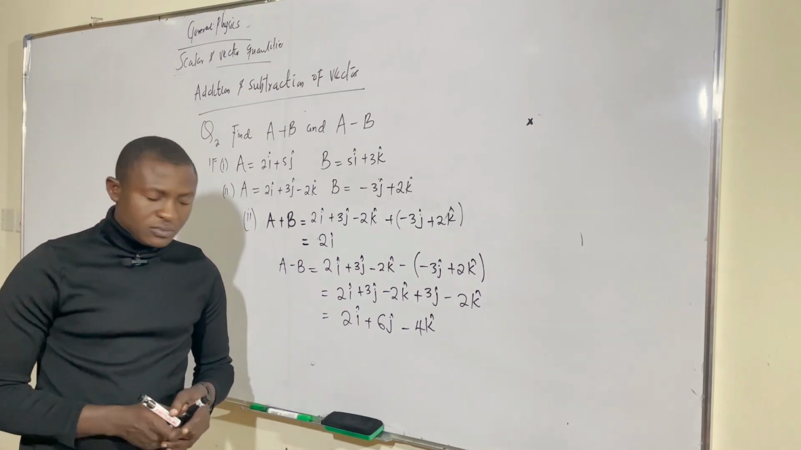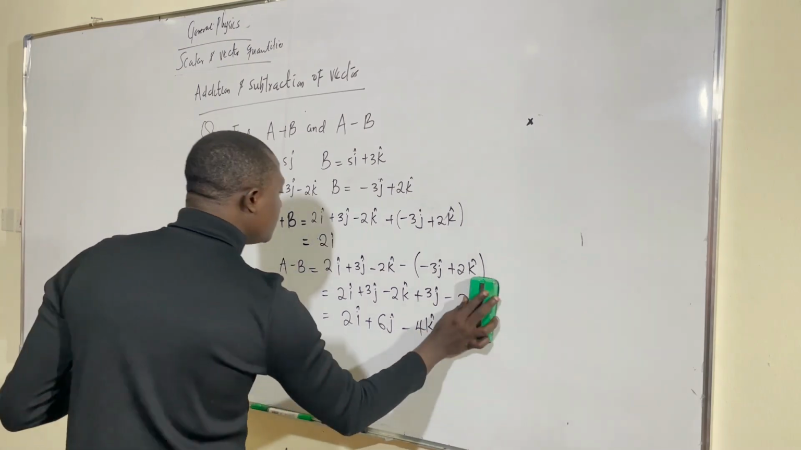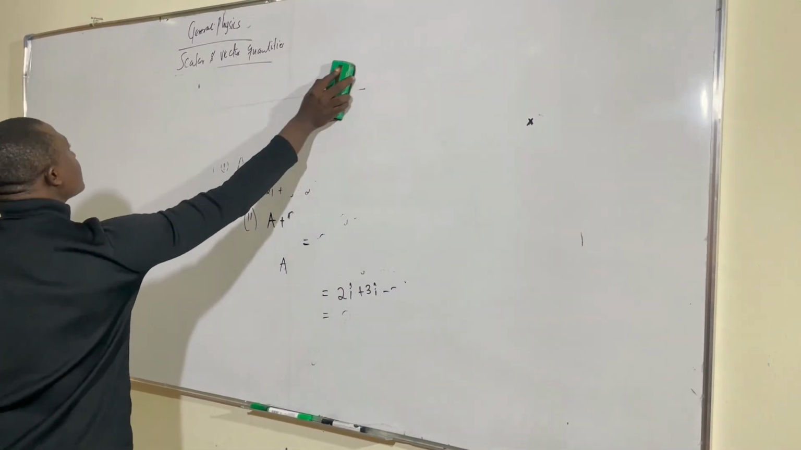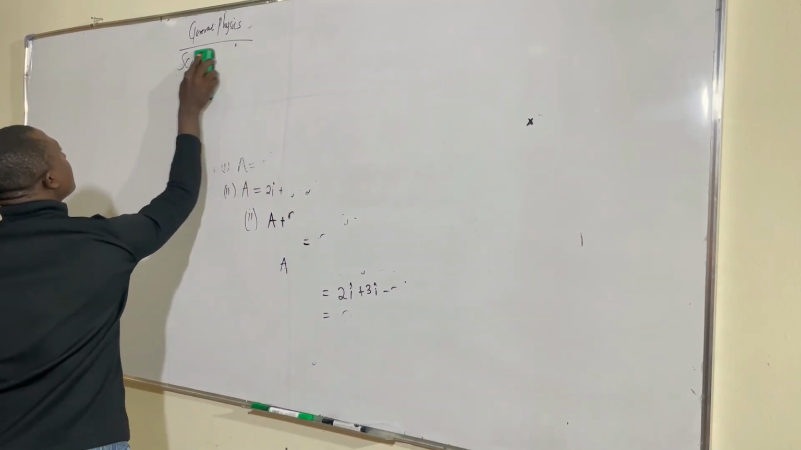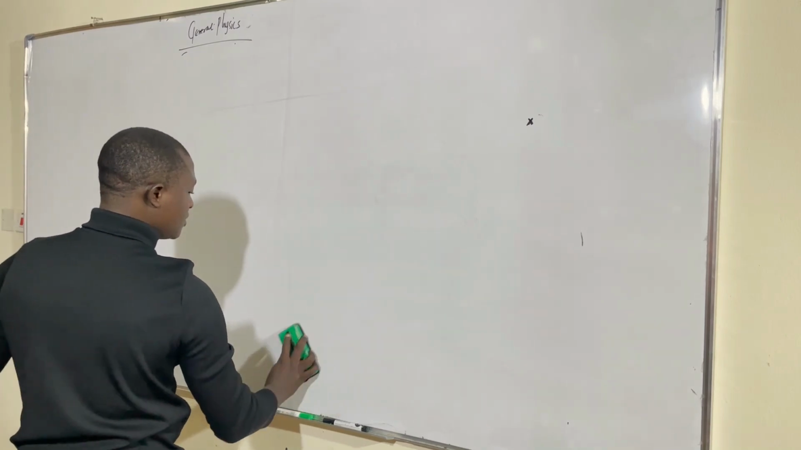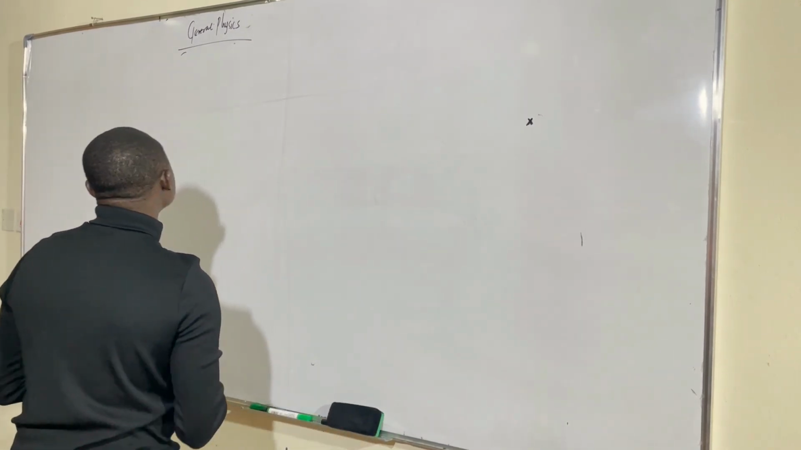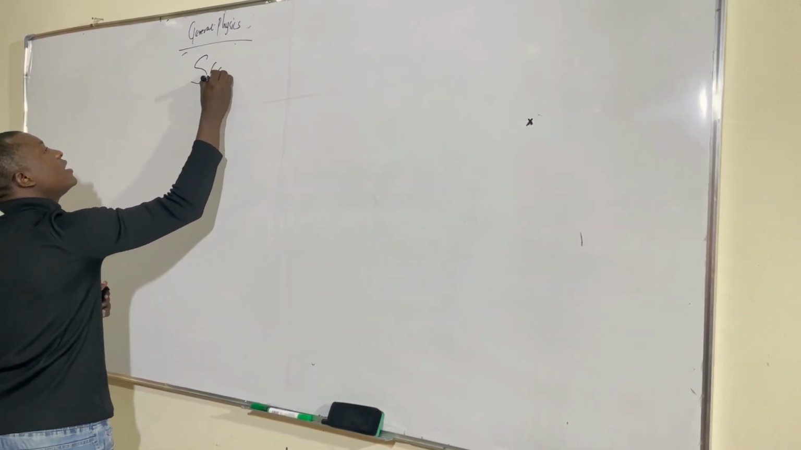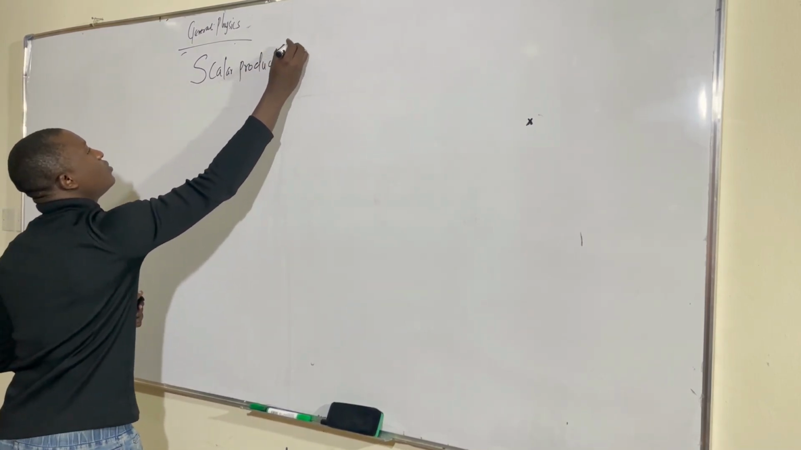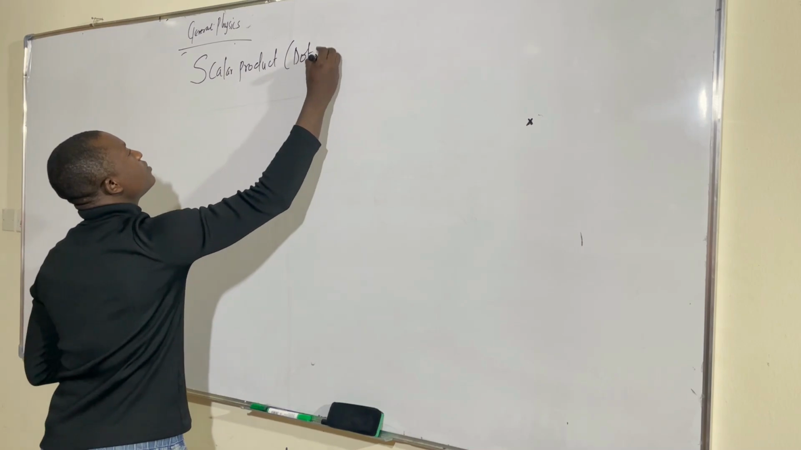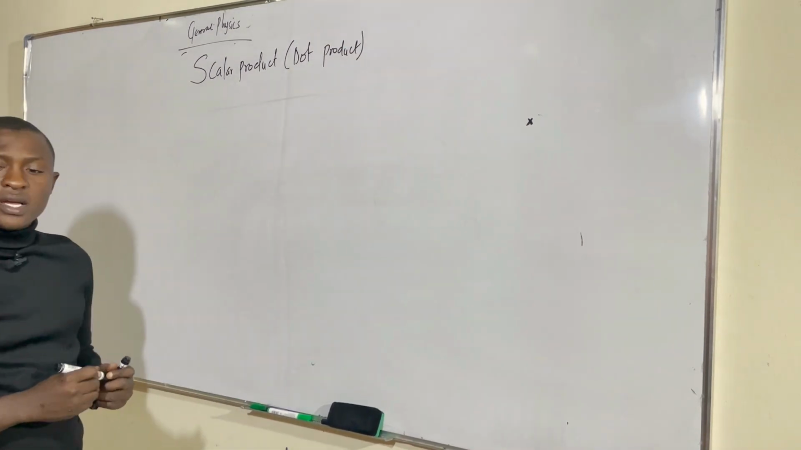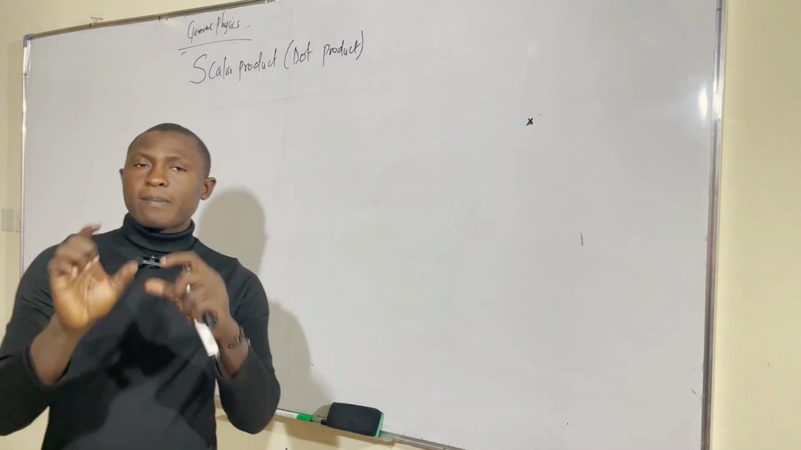So now we also have multiplication of vectors. That one is what we call the dot product, or we can call it the scalar product. It's still the same thing, you understand? Just like how we normally multiply two vectors together. So let me tell you the law that guides this.